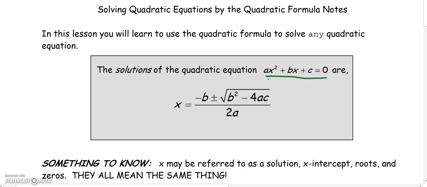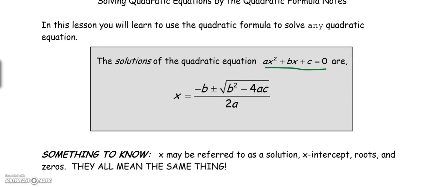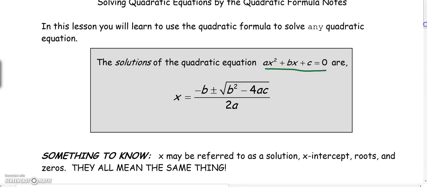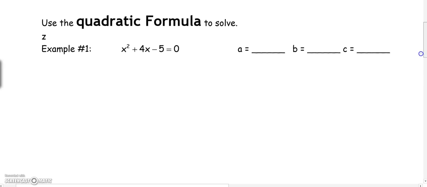The quadratic formula is x equals negative b plus or minus the square root of b squared minus 4ac all over 2a. Something to know and remember, though, is that x may be referred to as a solution, an x-intercept, a root, or 0. All of these words are synonyms for each other. They all mean the same thing. So let's practice using the quadratic formula to solve for our solutions.